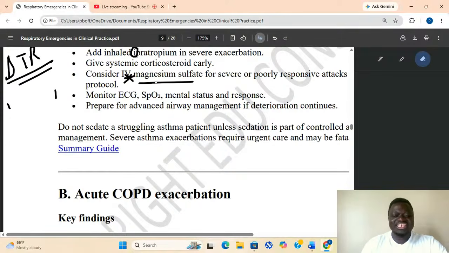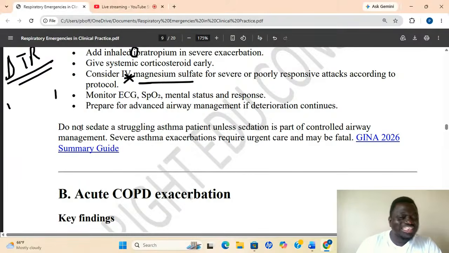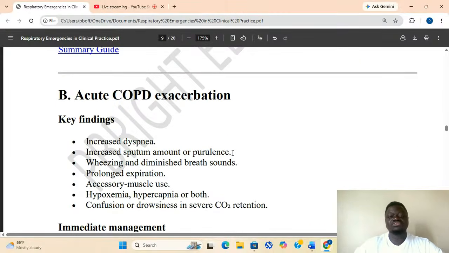Then SpO2, the mental status, the disability assessment. You prepare for advanced airway in case deterioration sets in, depending on what your GCS and your AVPU says. Never in your life sedate a struggling asthmatic patient unless sedation is part of the controlled airway management. Severe asthma exacerbations require urgent care and may be fatal. Asthmatics easily switch off.